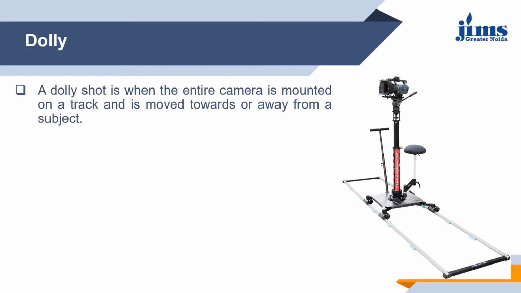A dolly shot is when the entire camera is mounted on a track and is moved towards or away from the subject. Just like in the image, here is a track, and a trolley is on the track, and the camera is mounted on the tripod on this trolley. When we move the trolley, the entire camera will move either towards the subject or away from the subject.